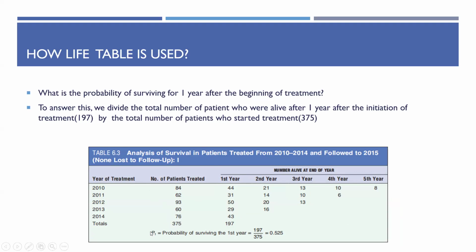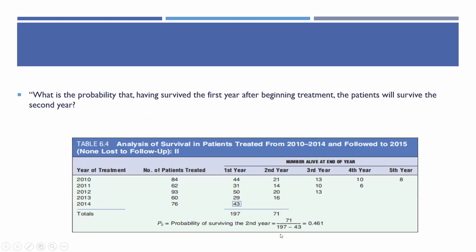So for getting the probability of surviving the first year, we divide the total number of patients who were alive after the first year, that is 197, by the total number of patients enrolled, that is 375. So we get the probability of surviving the first year, that is 0.525. Next, what is the probability that patients who have survived the first year after the beginning of treatment will survive the second year?